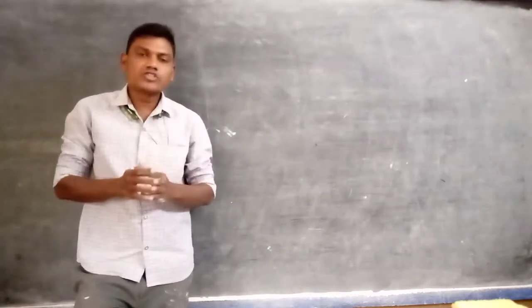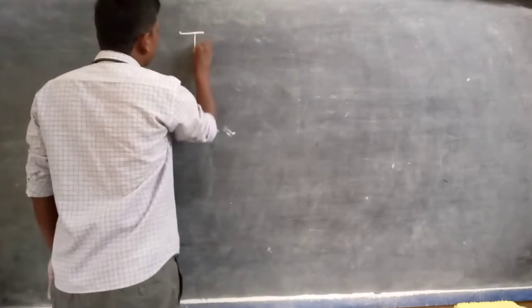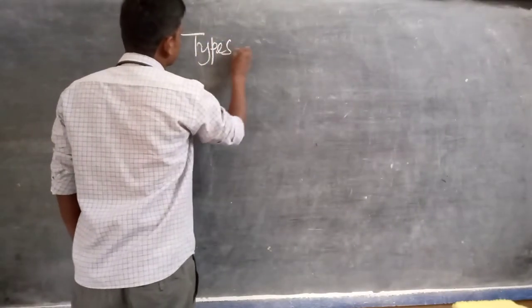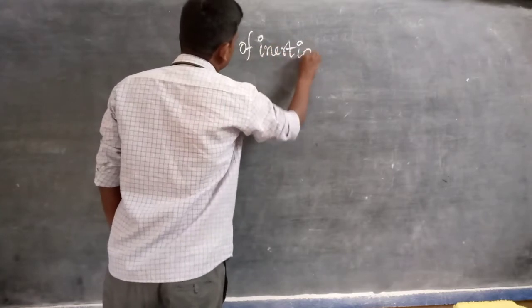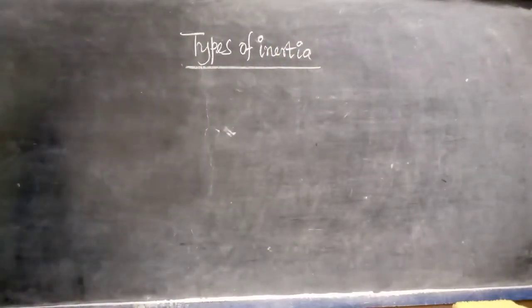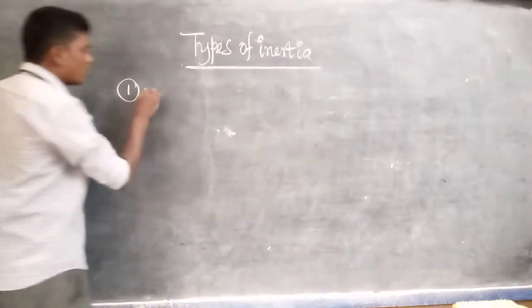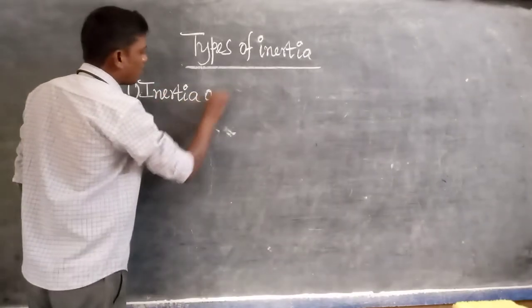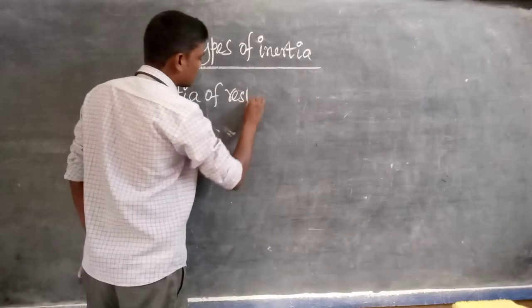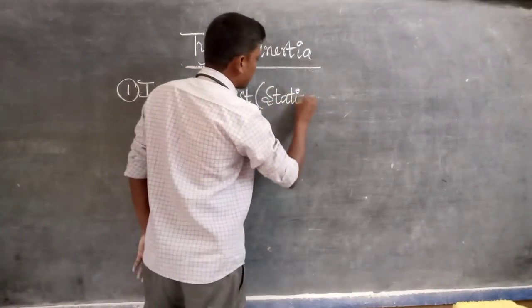Then we discuss the types of inertia. Now our concept is types of inertia. How many types of inertia are there? Mainly three types. The first one is inertia of rest. It is also called static inertia.